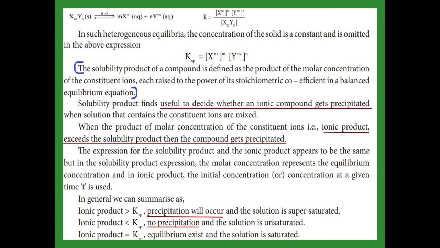saturated one. If the solution is supersaturated, precipitation will occur. If the solution is unsaturated, no precipitation will occur. If the solution is saturated, there is an equilibrium between the ionic product and the solubility product.